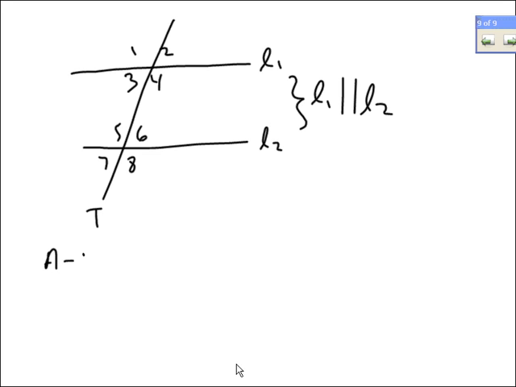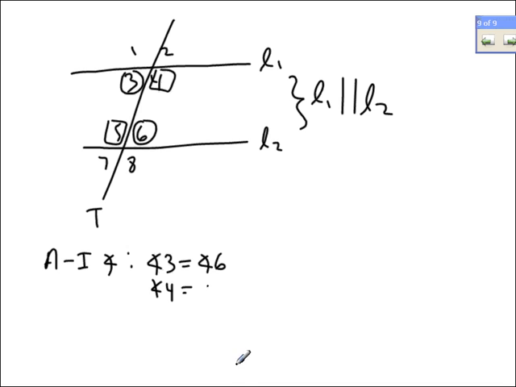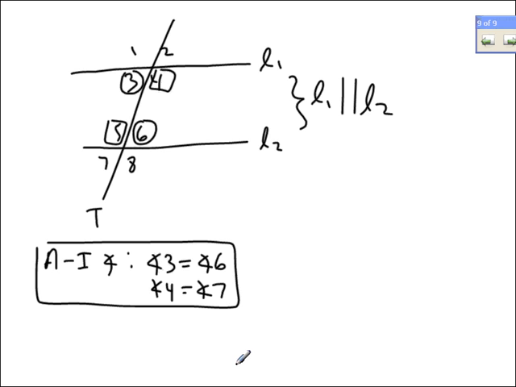So alternate interior angles. Well, angle 3 is interior, and angle 6 is interior, but on the other side of the line. So angle 3 equals angle 6. Alternate interior angles are equal if the lines are parallel. Also, 4 and 5 are interior, and they lie on different sides of the transversal. So angle 4 is equal to angle 5. And that's true for alternate interior.